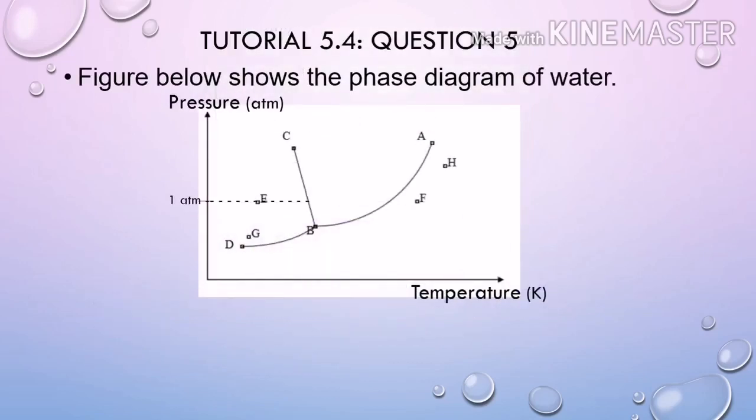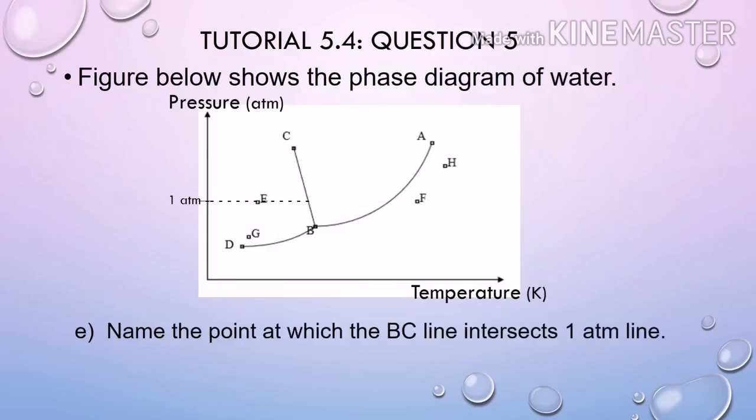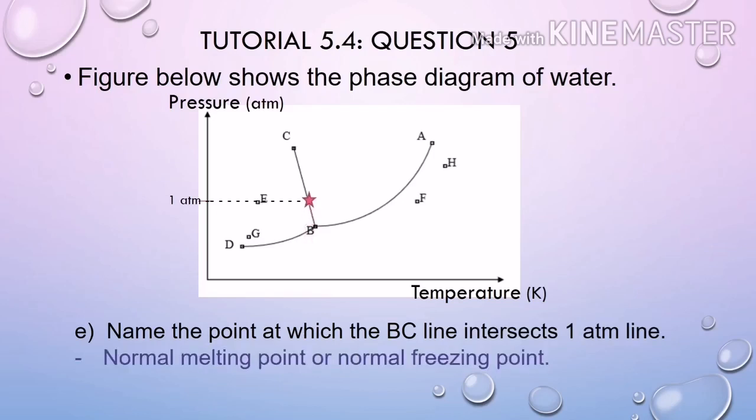For question E, name the point at which the BC line intersects the one atmosphere line. The answer is normal melting point, or normal freezing point.